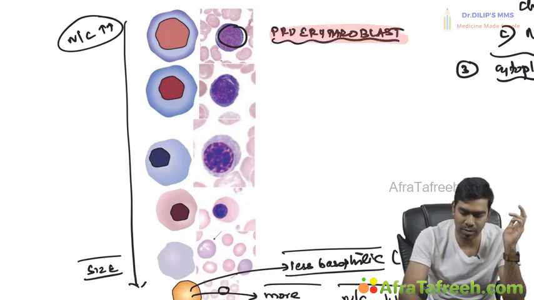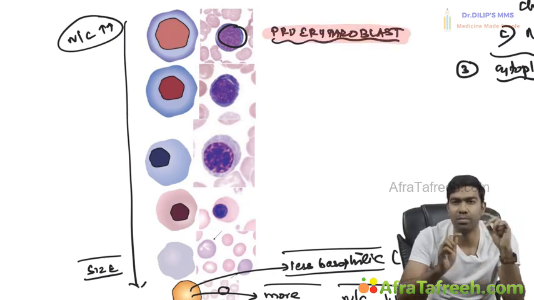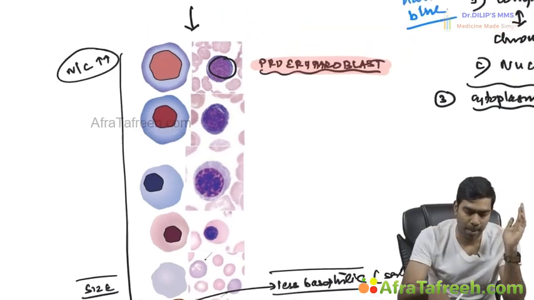So that is why the cytoplasm tends to be salmon or pink in color in case of a mature RBC. So these are the general changes that happen in the RBC morphology also. But what are the changes that are specific to this proerythroblast? That's what we're going to ask. What are the changes that are specific to this proerythroblast?